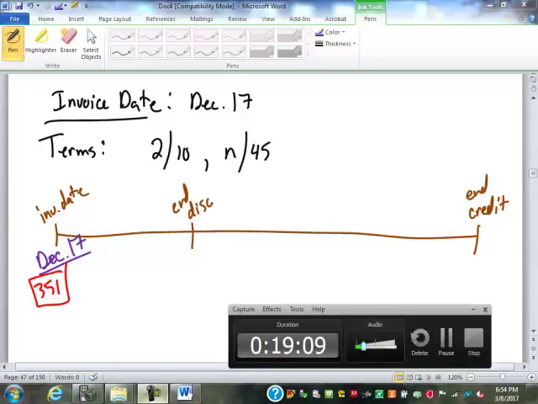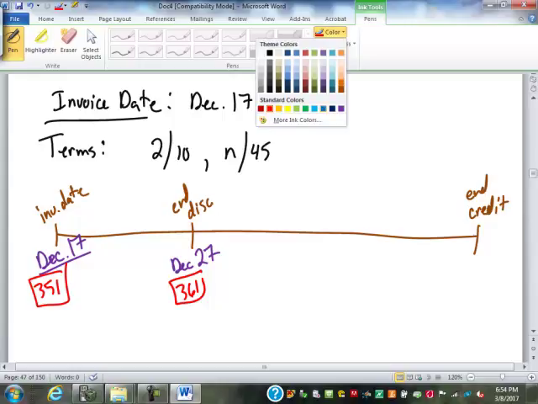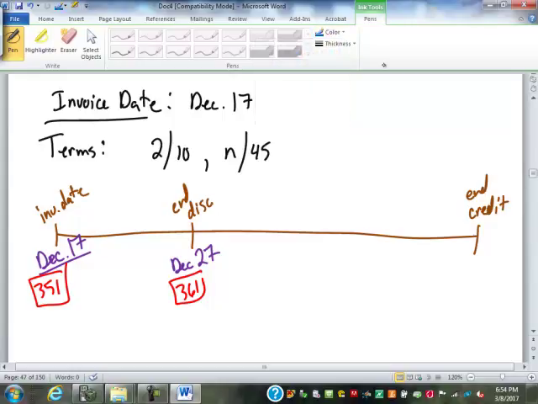So let's see how you did so far. What is the end of the discount period? December 27th. If you're using the chart, that would be day 361, because December 17th, your invoice date, was day 351. Now, if we're using the chart to get the end of the credit period, we have an issue. We go past the end of the year. There are two ways that we could do this. One is we would just take our 351, add the 45 days, which is going to give us 396.